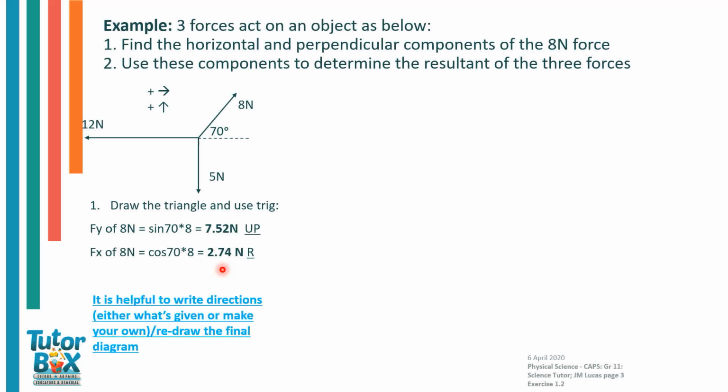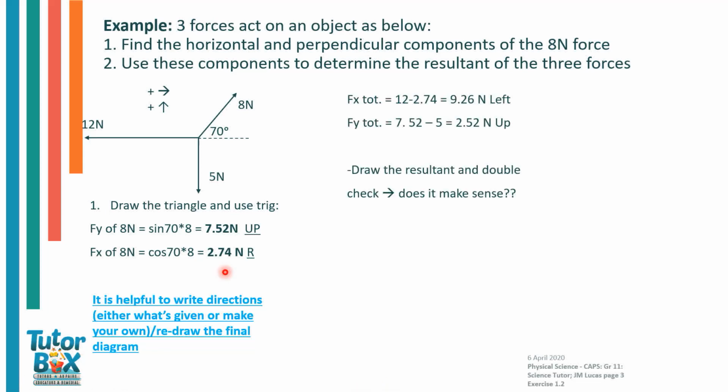Another helpful tip is it is very helpful to write the directions, what I've mentioned before. Sometimes they will give you the positive or negative, or you can just intuitively do what I've done and make a general Cartesian plane axis, the positive and negative. Now we know that the Fx total is your 12 minus your 2.74, which is equal to 9.26 newtons left. Your Fy total is 7.52 minus 5, and so that's 2.52 newtons up.